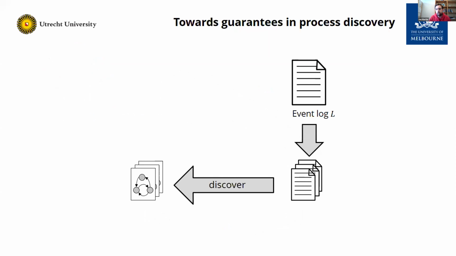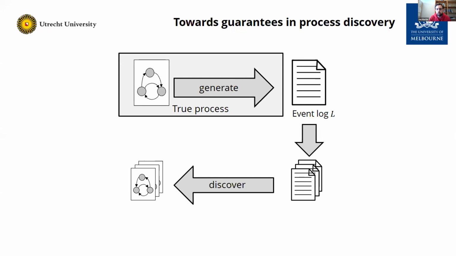Should those models agree? Or how do these values agree? So that means there's some kind of true process that generates this event log and that we want to measure. And so we have these true values for the event log of the true process. And then if we sample, we get another value and we want to relate those.